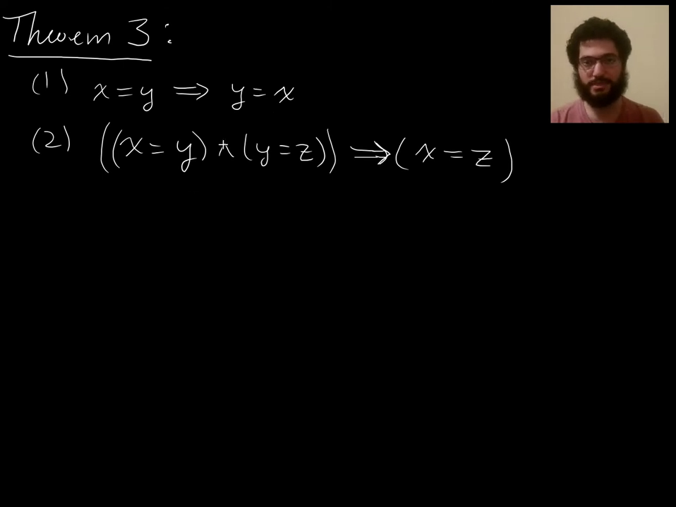It's called transitivity for equality. This property is called transitivity. So if one thing equals a second thing and the second thing equals a third thing, then the first thing equals the third thing. So let's discuss the proof.